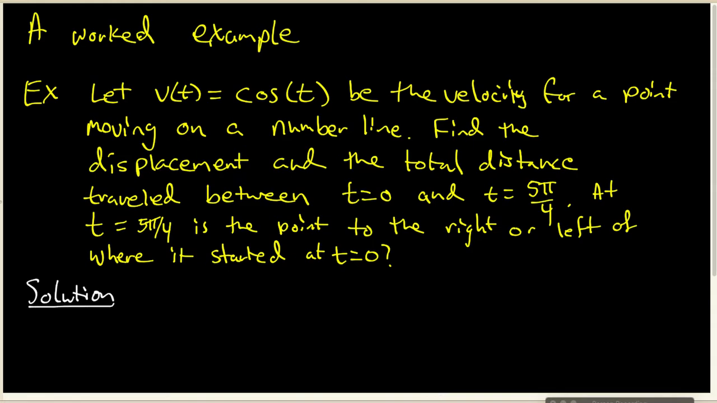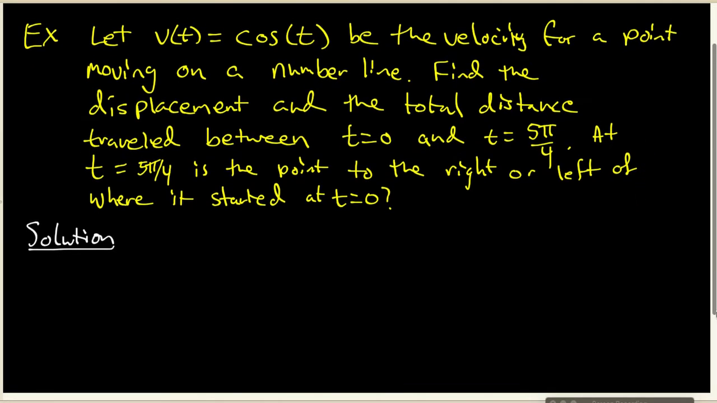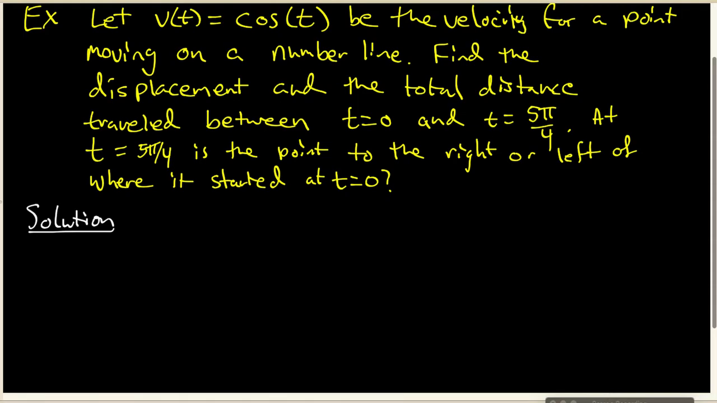First of all, there's some reading that's involved. We have to realize that the cosine of t is my velocity function. We are wanting to go between t equals 0 and t equals 5 pi over 4, and we are being asked to find both the displacement and the total distance traveled. And finally, we are also being asked to find whether or not the point is to the right or left of where it started. I am going to do the displacement part of this problem first because the displacement is actually the easier of the two questions.